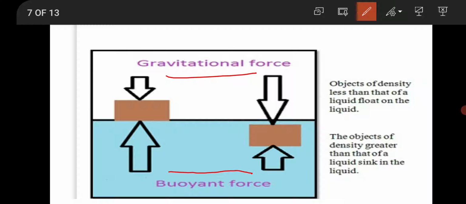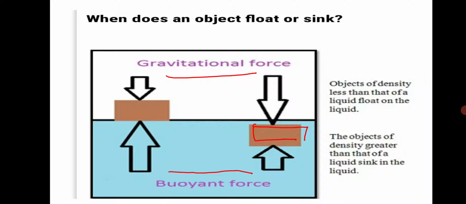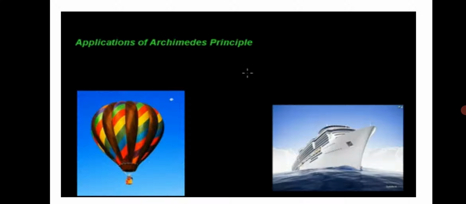Now objects of density less than that of liquid float on the liquid. अगर object की density liquid से कम है, then it will float on the liquid. And if the density of the object is more than that of a liquid, it will sink, because the weight of the water displaced will be less if the density of the object is high. अगर object की density ज़्यादा है तो वो sink करेगा, अगर object की density water से कम है तो वो float करेगा.